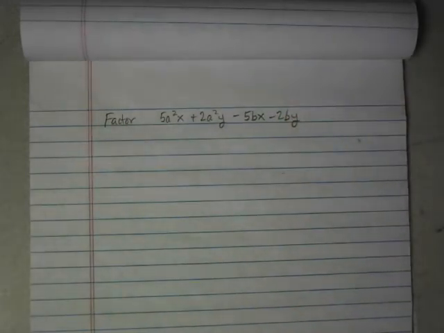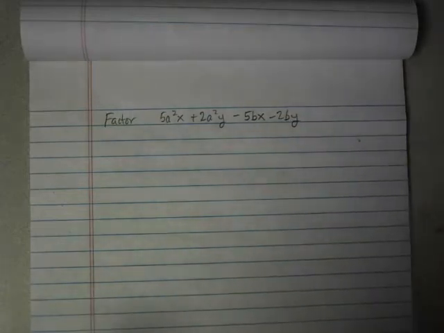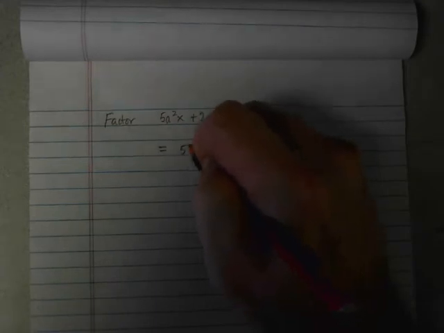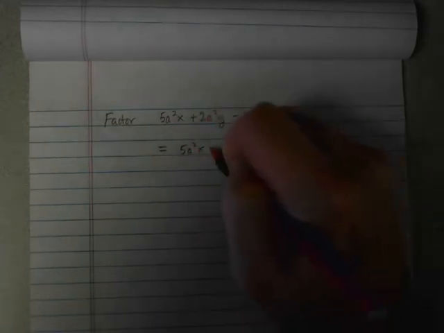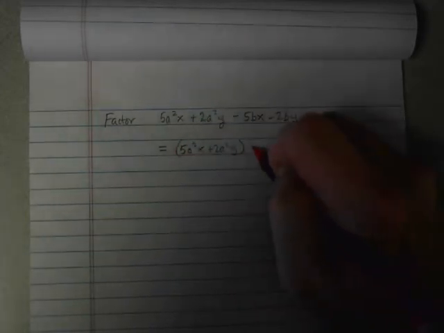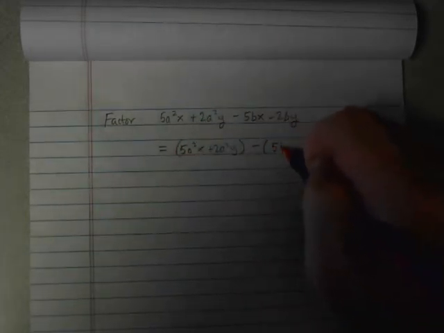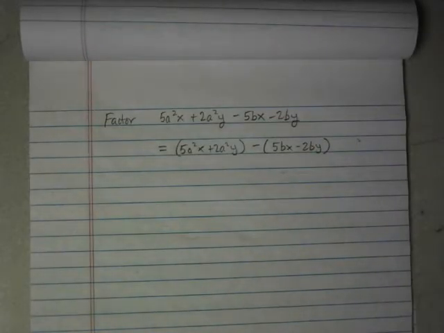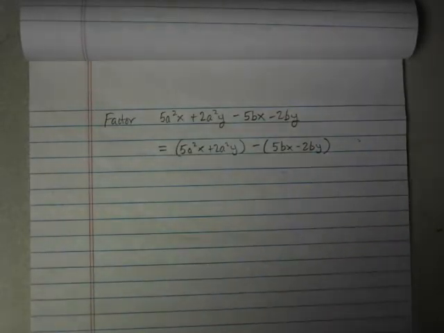Well, same thing. I look for a greatest common factor. There isn't one. So I factor by grouping. And I'm going to make a mistake here on purpose. So this is not going to be correct, because this is the mistake I'll see a lot of people make. I'm going to write down 5a squared x plus 2a squared y minus 5bx minus 2by. And again, that's wrong right there. And we'll see why in just a second here.